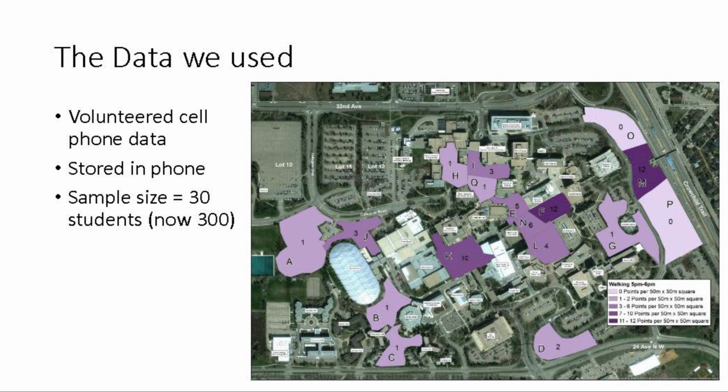The data we were using to show the participants was collected from volunteered cell phones. As you know, your location data is stored in your phone at all times, and we were able to access this data. We had 30 students volunteer their data for this study, but we now have over 300 students who have volunteered their data, and we are continuing to work with that for future studies.